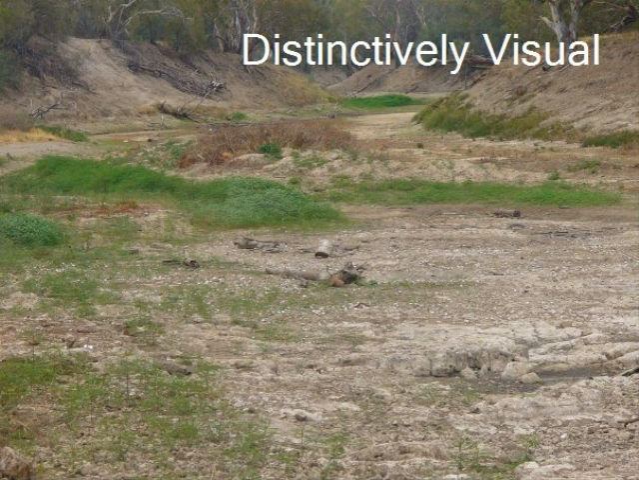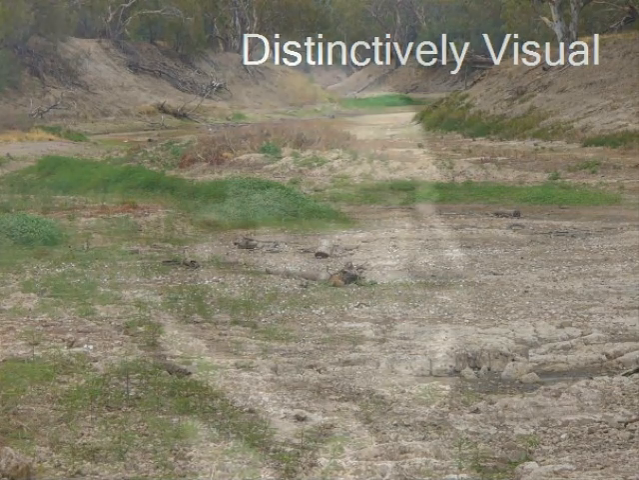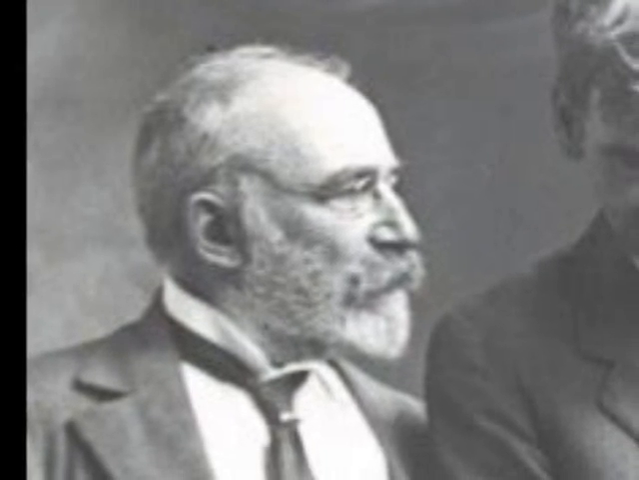Welcome to a micro lesson on the Distinctively Visual, a module of the High School Certificate. In this module we're looking at Henry Lawson. This is the shortest of the 4 stories set for this module.